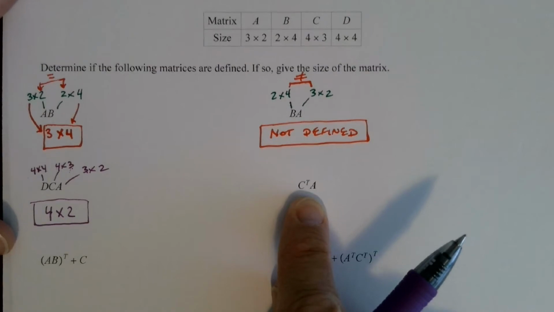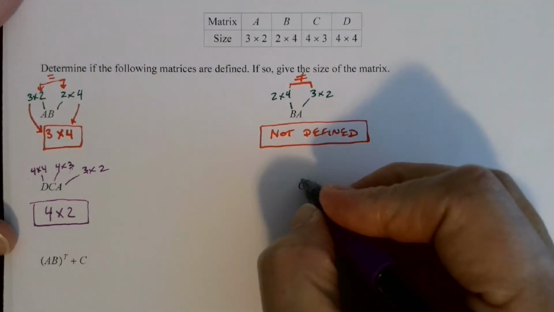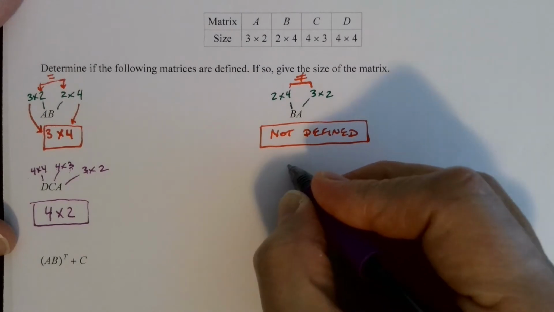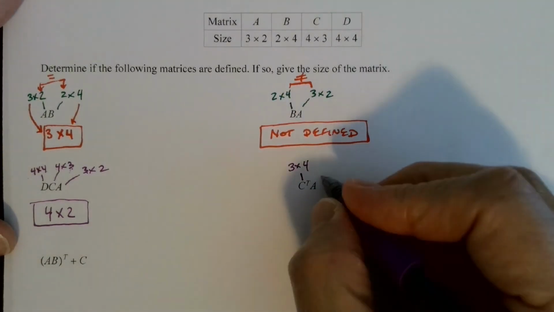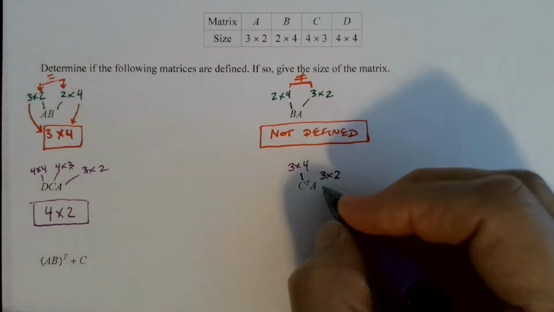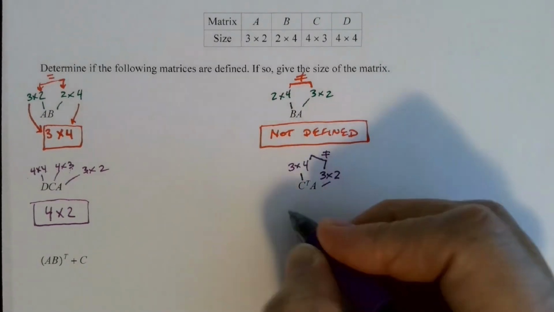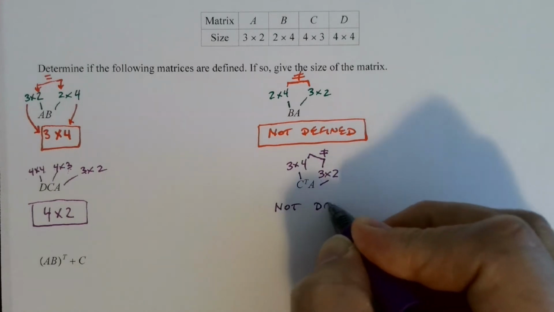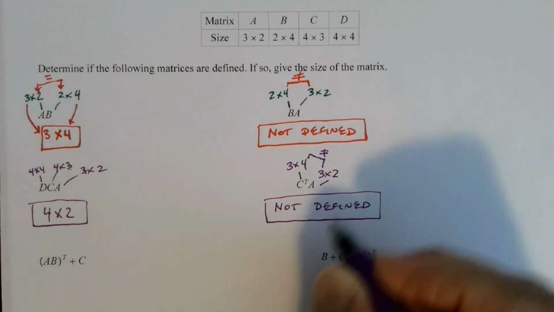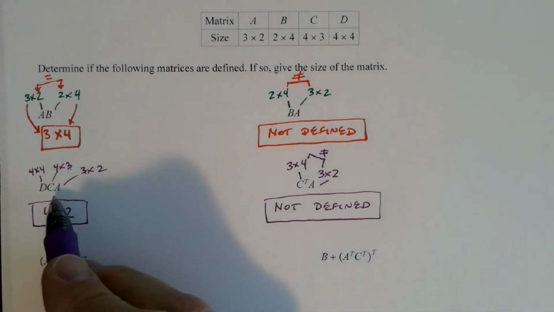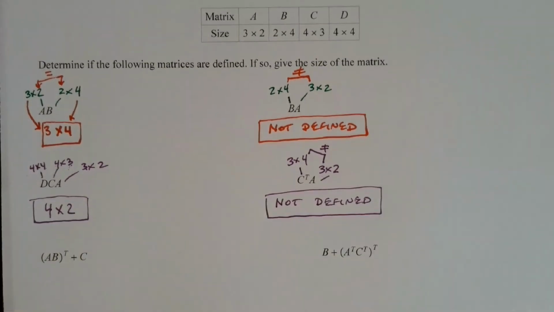What about C transpose times A? Remember, the superscript T stands for the transpose. Well, if C is 4 by 3, what's the transpose size? 3 by 4, right? And A being 3 by 2, these inner numbers, the 4 and the 3, are not the same, and therefore, again, we are not defined. I could do C times A, like we were talking about over here. C times A was what? 4 by 2, but C transpose A is not defined.